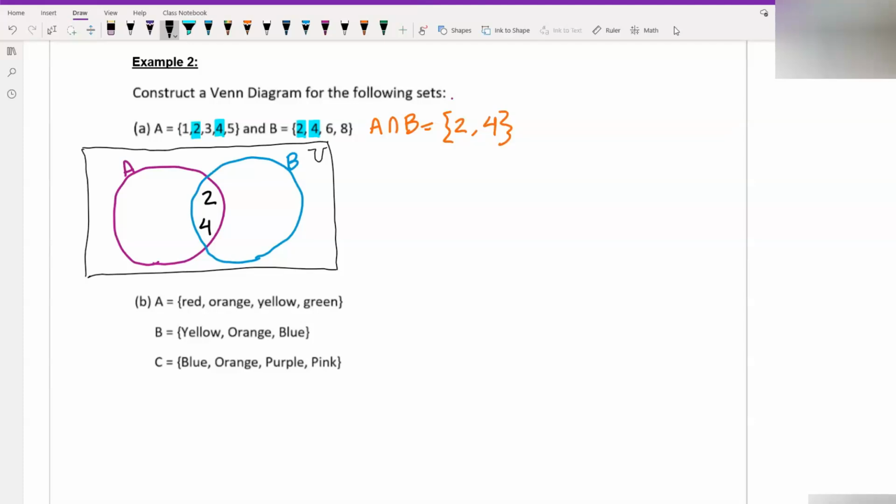And now we have to write the rest of these numbers. In B, we have 2, 4, and also 6, 8. Now in A, we have 2, 4, but also 1, 3, and 5. This was our Venn diagram for part A. Now part B, instead of 2, we have 3. So it's exactly the same. First, we have to find intersections.